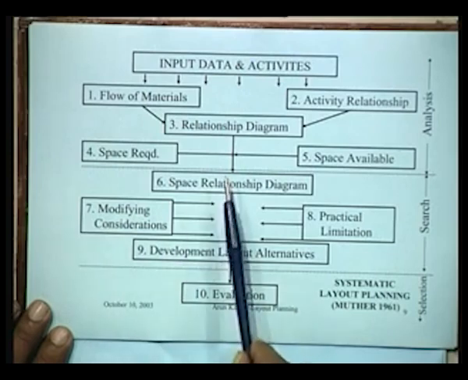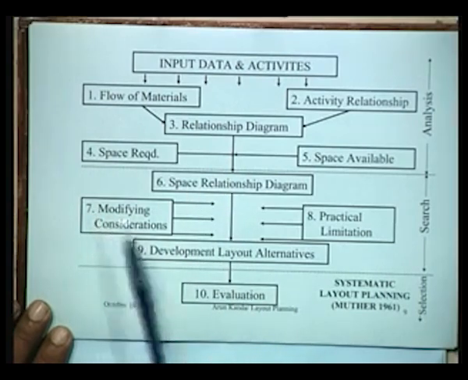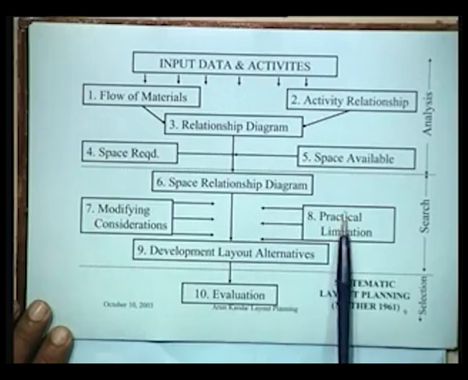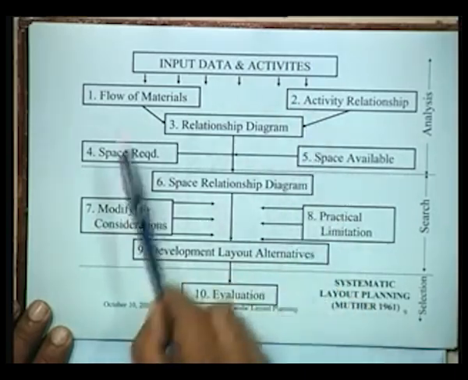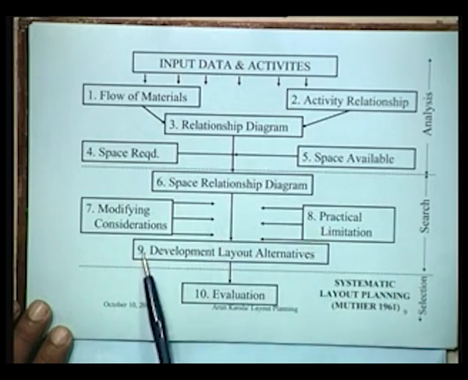This space relationship diagram is then subjected to modifying considerations and practical limitations which you may not have considered in the entire process so far, and on the basis of this you develop the layout alternatives. You evaluate these alternatives and pick the best layout alternative that you have. So this is the broad framework, and it's a very systematic framework for a problem like designing a layout.